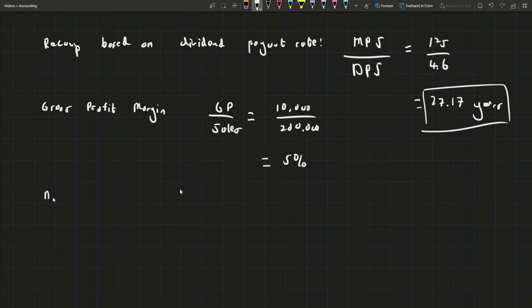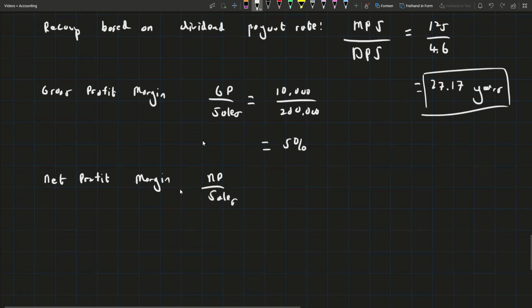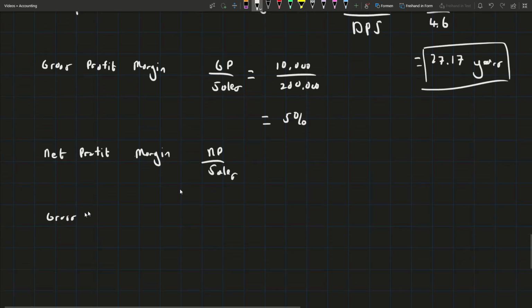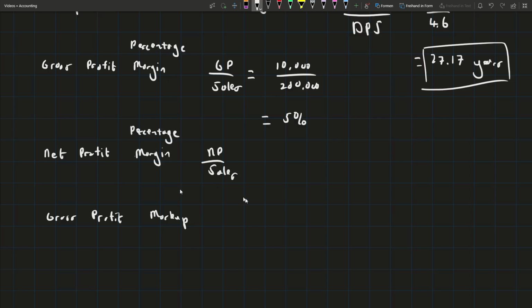They also might say net profit margin. Same thing, just net profit over sales. If they say markup, or this can also sometimes be called the percentage. Again, these are just random names given to them. Unfortunately, you do just have to memorize these. If it says the markup, then they're talking about the cost of sales. So we see that's our gross profit over the cost of sales.